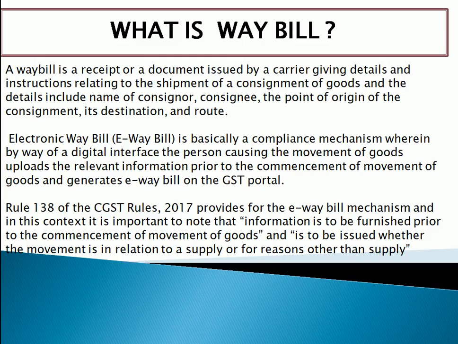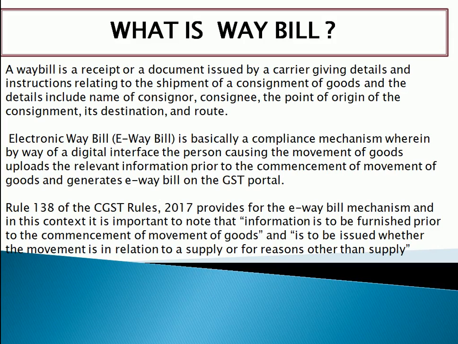So suppose goods are sent by ABC Limited to XYZ Limited, so it will contain the name of ABC Limited, XYZ Limited, the point of origin. So if goods are traveling from Delhi to Mumbai, the way bill will contain details of the place of origin, that is Delhi, place of destination Mumbai, and the route through which the goods will travel.